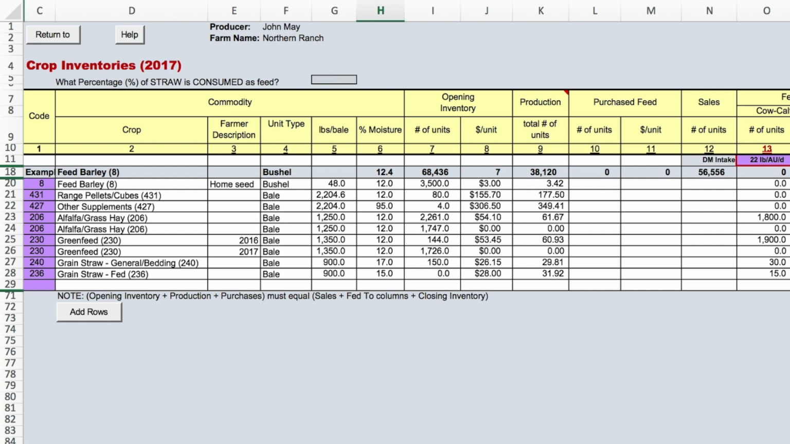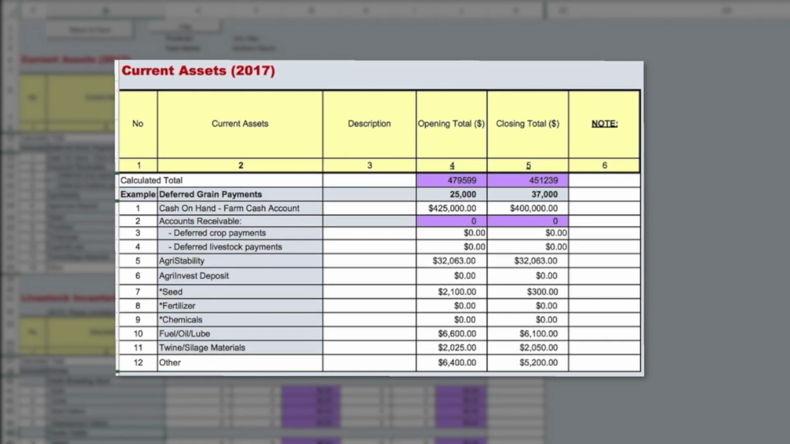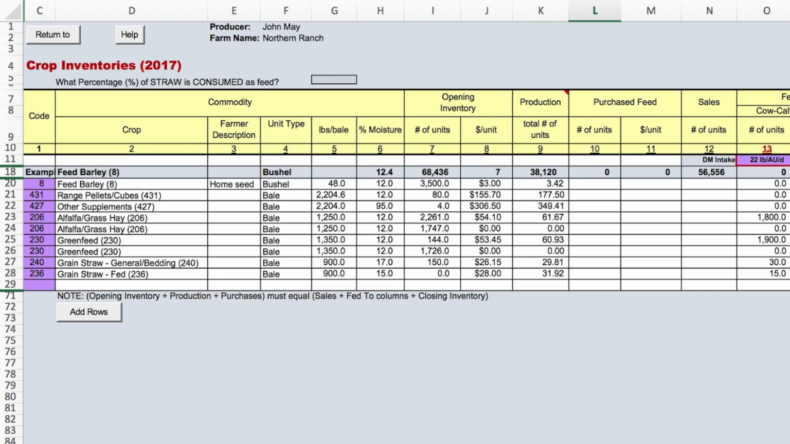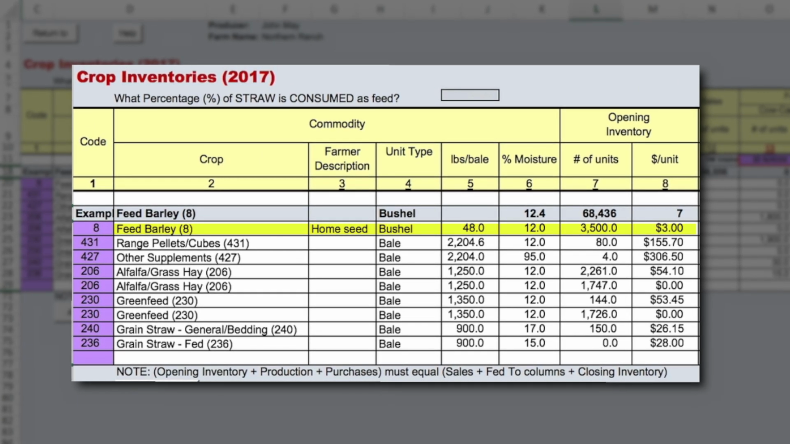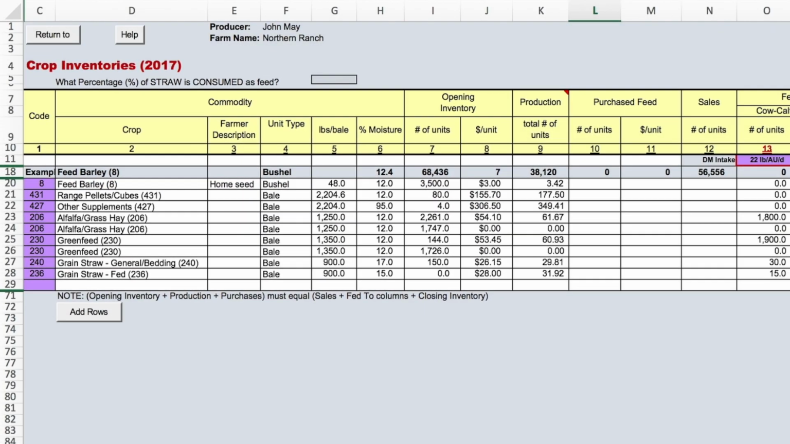To deal with homegrown seed, you have had to have grown the seed in the previous year and recorded it in the opening inventory. This amount would have to be recorded on the asset worksheet as opening or closing inventory. The homegrown seed entry must be completed in the crop inventory worksheet to balance the row. Include a note in the farmer description cell to avoid double accounting.